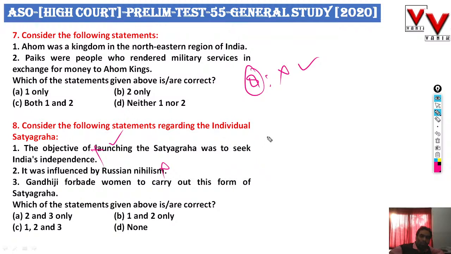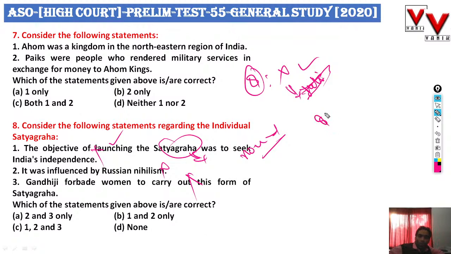This is also wrong, because in Russia they were inspired by militancy. Russian nihilism believed in militancy, so the satyagraha is not about militancy, it was about non-violence. Okay, so the second is also wrong. Third, Gandhiji forbade the movement to carry out this from the satyagraha. That is also wrong. Okay, that is not like that. So the right answer is going to be none.